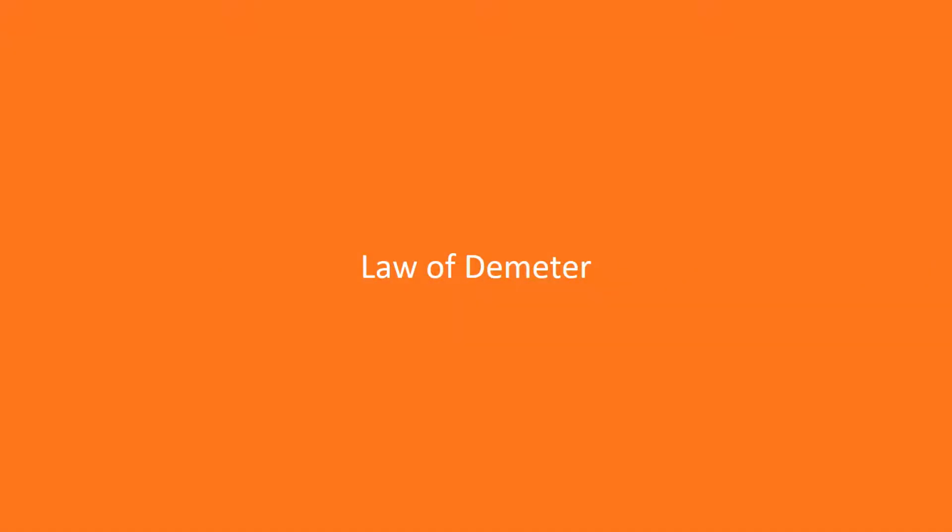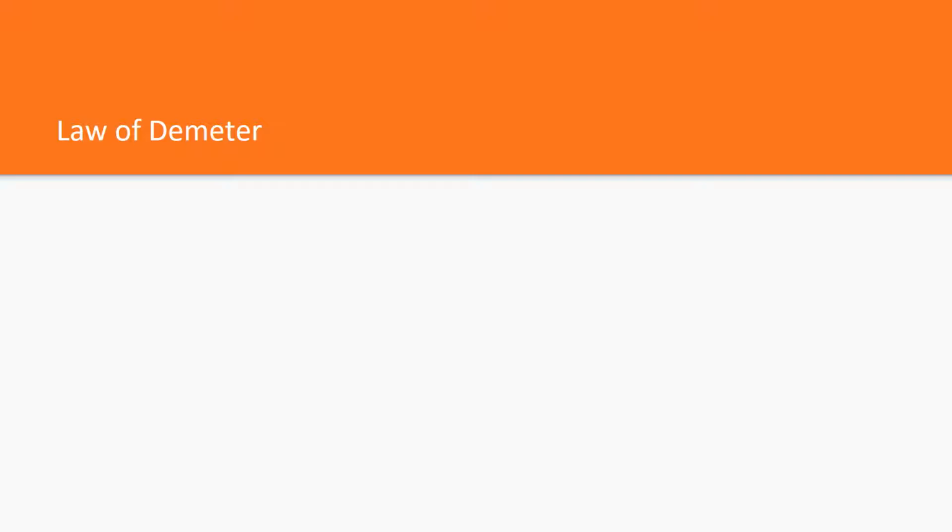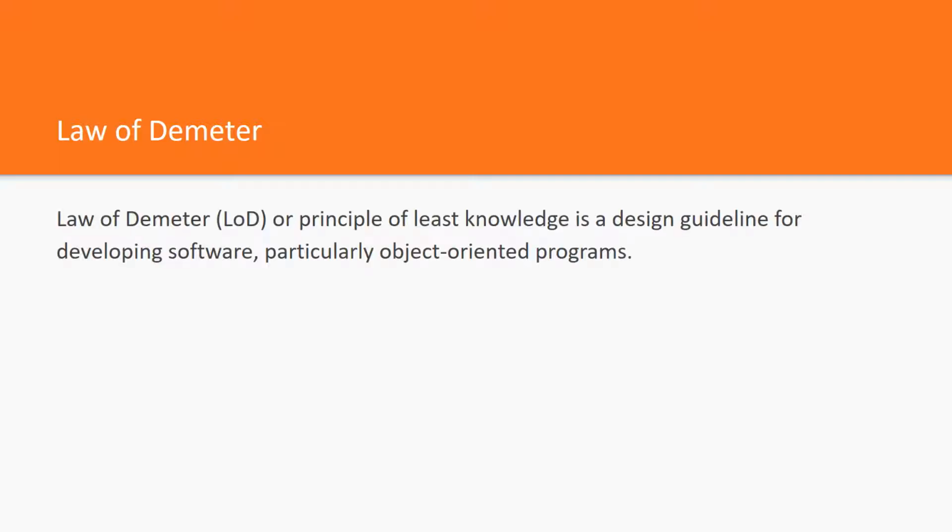This lecture is titled Law of Demeter. If we look at Wikipedia, we will see that the Law of Demeter, LOD in short, or Principle of Least Knowledge, is a design guideline for developing software, particularly object-oriented programs. In its general form, the LOD is a specific case of loose coupling. Okay, sounds great, but what does it really mean?